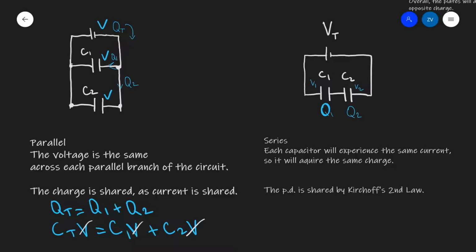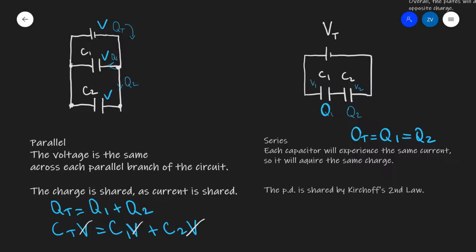In a series circuit, each capacitor is going to experience the same current, so this means that it will acquire the same amount of charge, and this is really important because it's really counterintuitive. This will also be the total amount of charge within the circuit. So Q total will be equal to Q1, which will be equal to Q2.